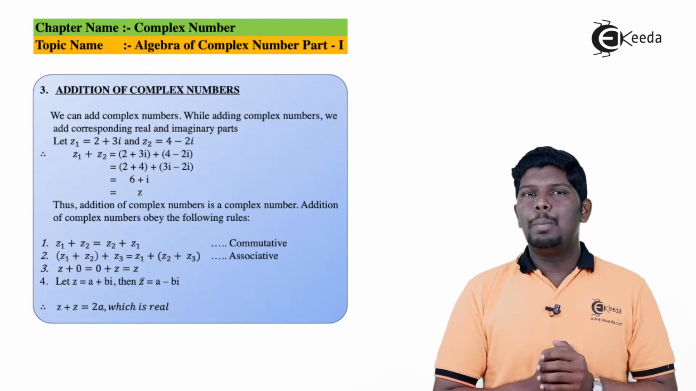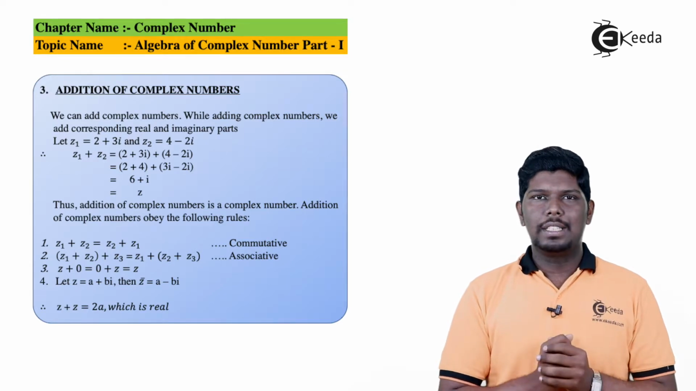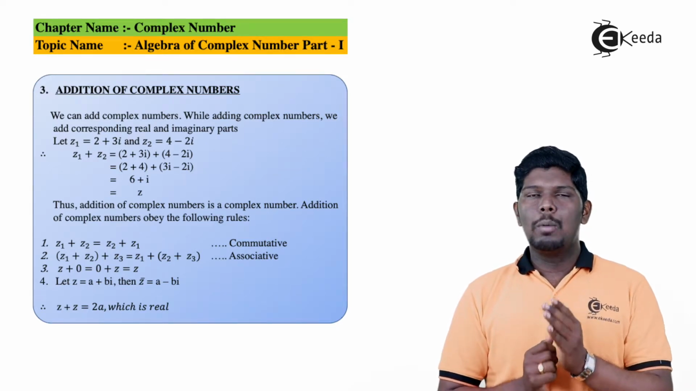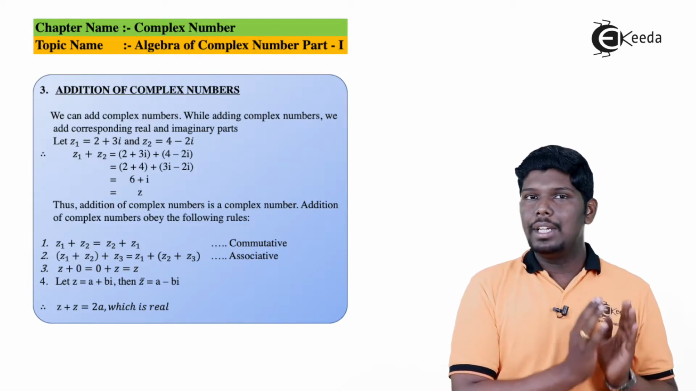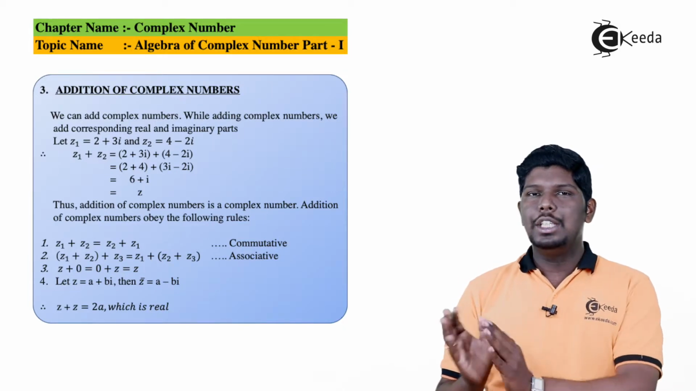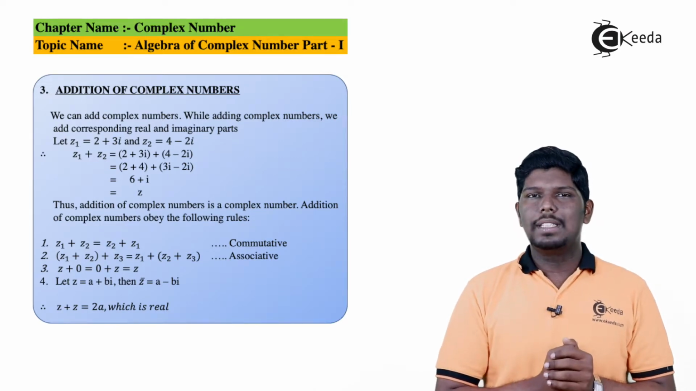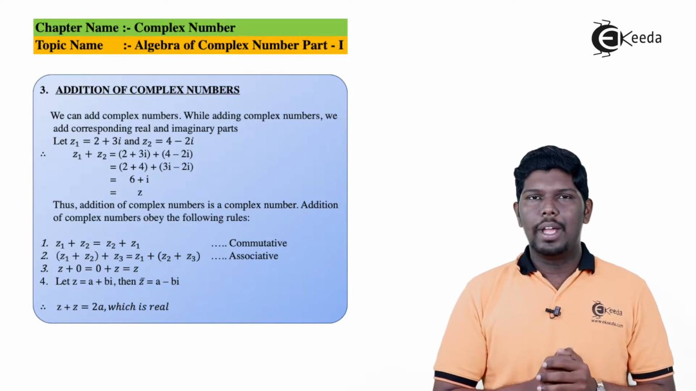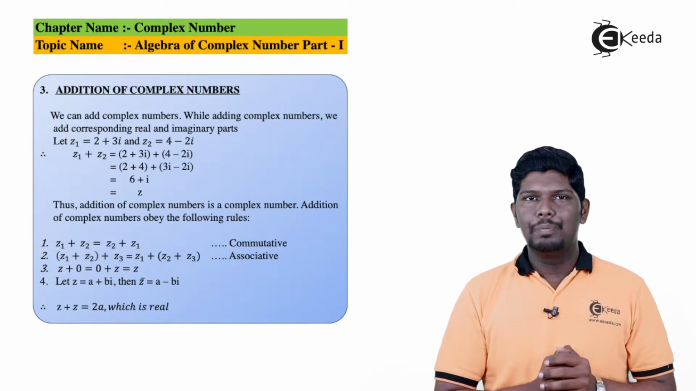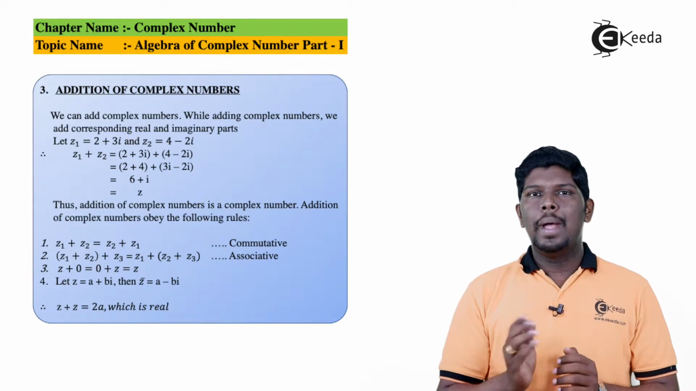The next algebraic operation is the addition of complex numbers. What if I need to add two complex numbers? Whenever we add two complex numbers, we add the real parts, followed by addition of imaginary parts. Let us consider an example. We have two complex numbers, say z1 equal to 2 plus 3i and z2 equal to 4 minus 2i, and I need to add these two. So we have z1 plus z2 on the left hand side, and on the right hand side we have 2 plus 3i plus 4 minus 2i.